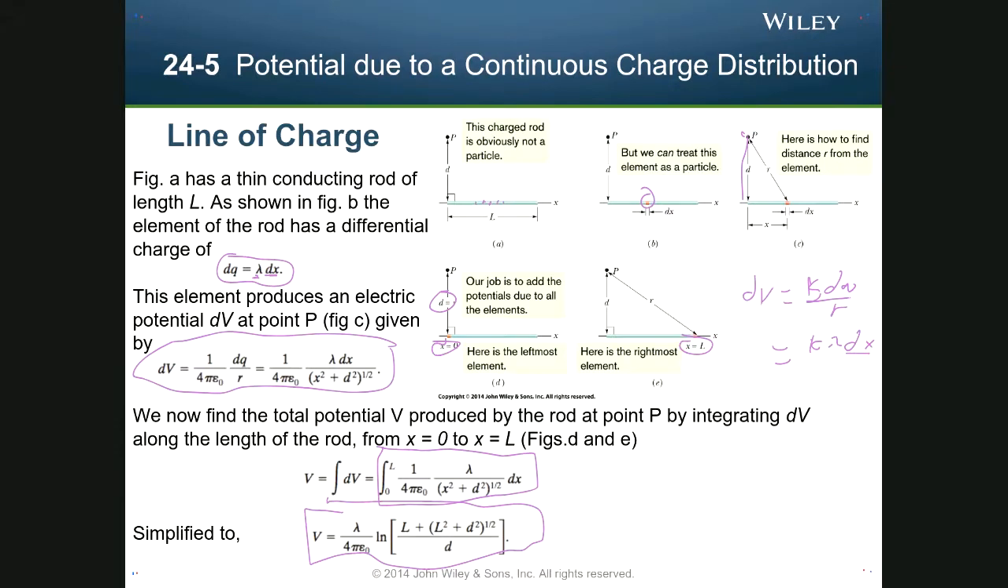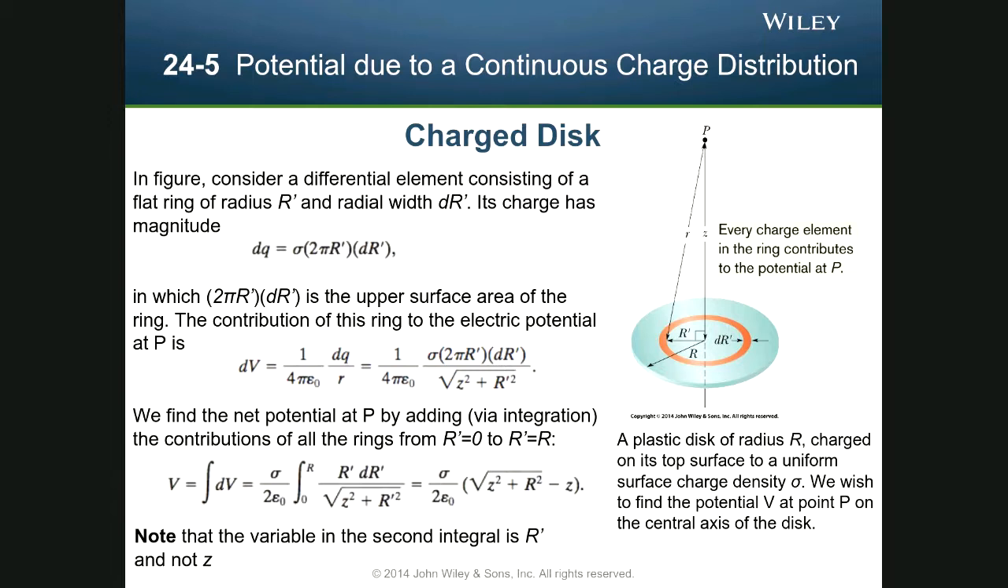All right, so now we're going to go to a disk. What I want you to recognize is that it's the same basic procedure. I want to start with the same equation again, which is dv equals k dq over r. So the first step is still the same: to define dq.